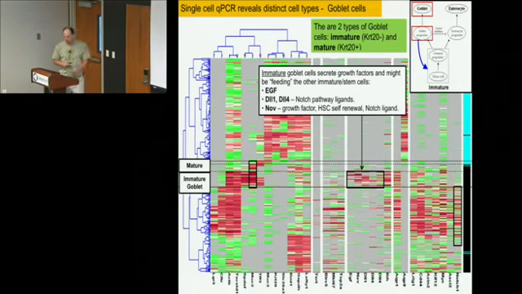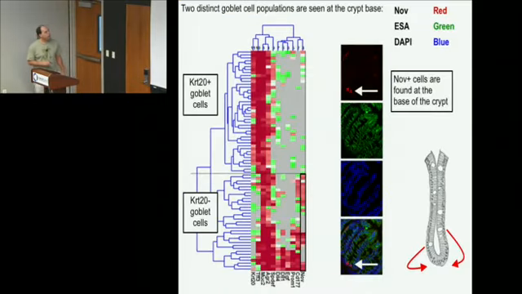So Pierre went back and did immunohistochemistry to check that, and lo and behold, he found a bunch of cells that were expressing mucin and were at the base of the crypt, and was able to verify this was a new subset of cell types that came out of these PCR measurements, these single cell measurements.